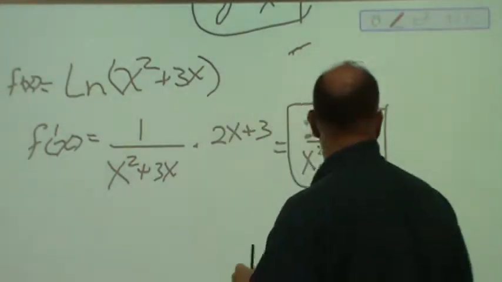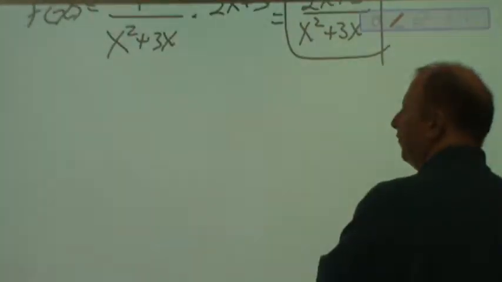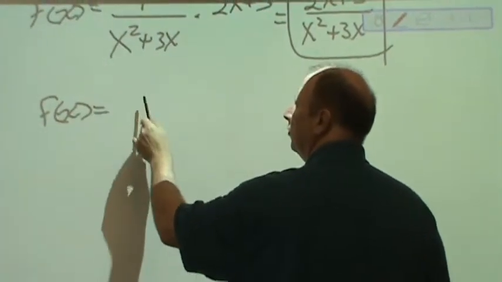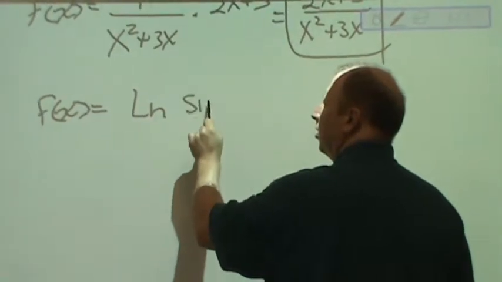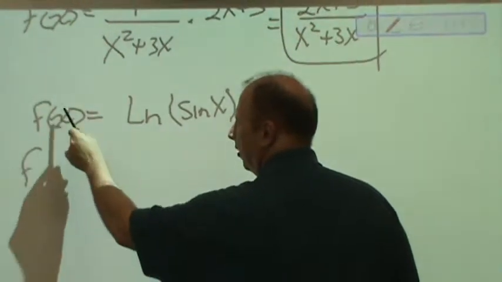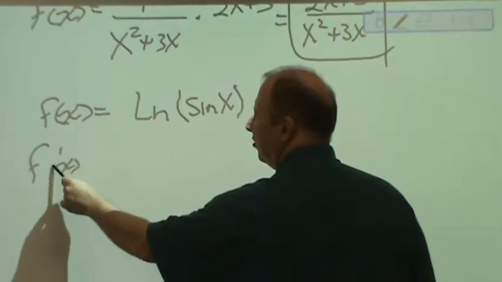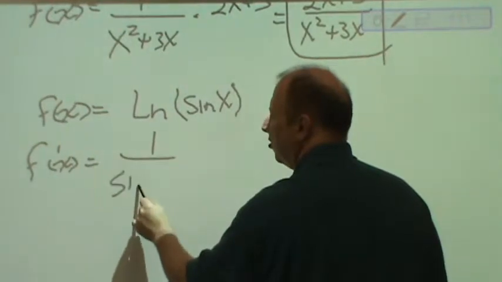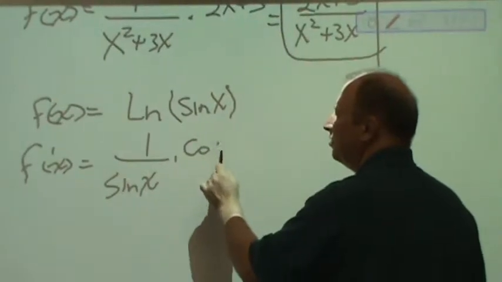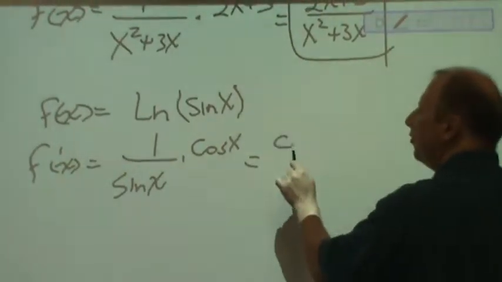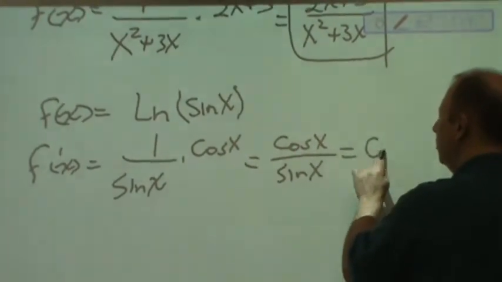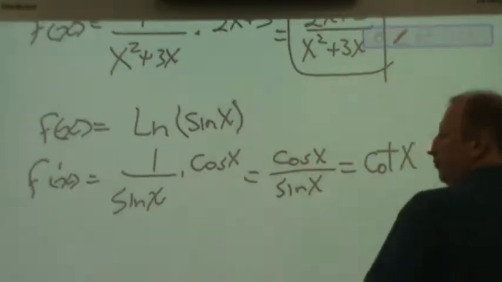Let me do one more example working with finding the derivative of natural log. But this time, let's say f of x is equal to natural log of sine x. Well, by working with this, f prime of x is equal to 1 over sine x times the derivative of sine x, which happens to be cosine x. So we're left with cosine x over sine x, which happens to be cotangent x.